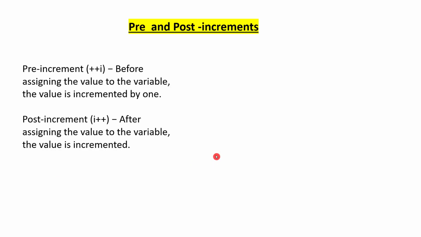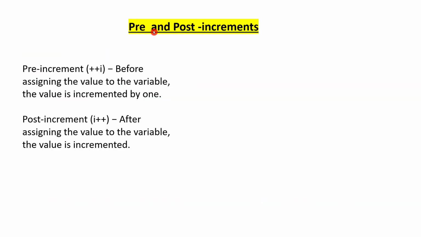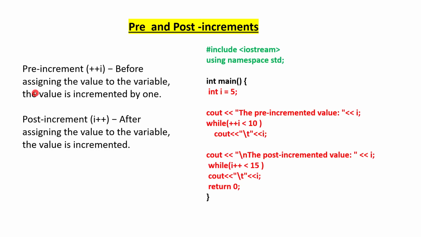Similarly, the minus minus. Then one more important thing is pre and post increment. We want to increase the value, but there are two operations, pre and post increment. In the case of pre-increment, plus plus I, the value will be incremented by 1 before assigning the value to the variable. If you write I plus plus after the variable, then only after assigning will the value be incremented. We will see a problem to make it clear.